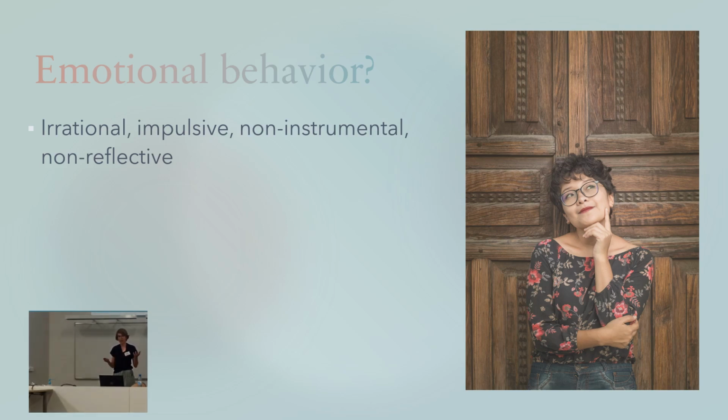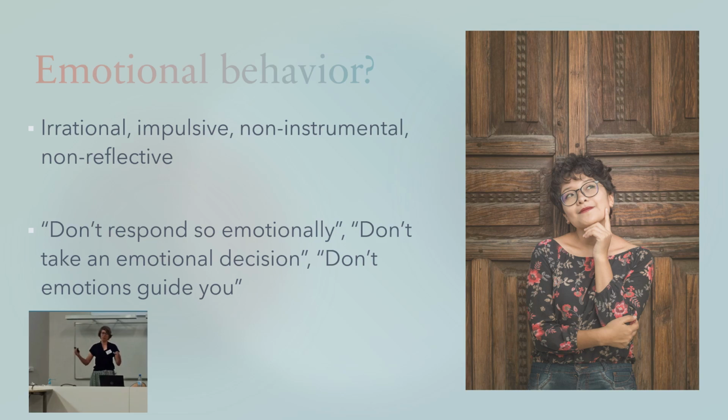And when you get advice from family or friends, they often tell you don't respond so emotionally, don't take an emotional decision, or don't let emotions guide you. So emotions, or emotional behavior, are often considered negative. And it's often contrasted to cognition. So often we make a differentiation between emotion and cognition.